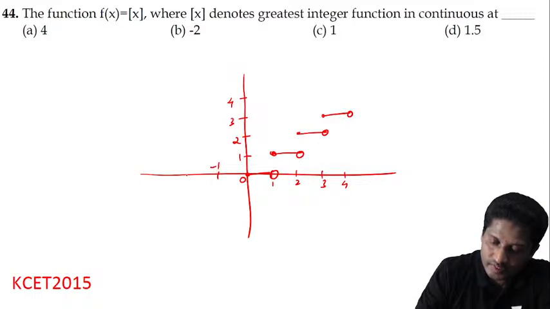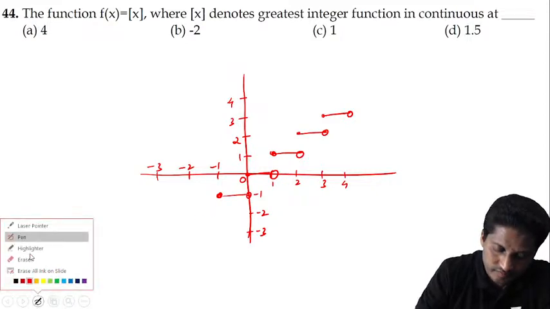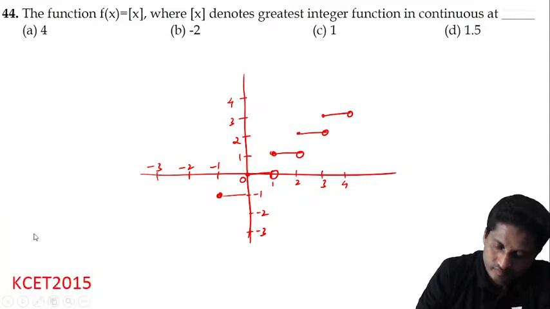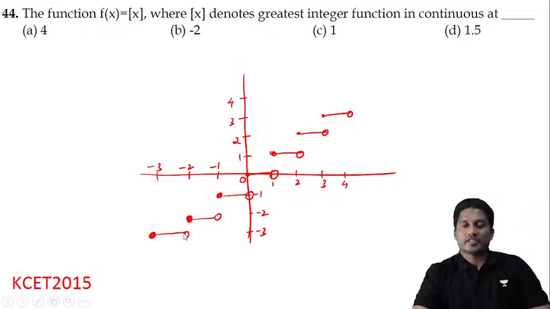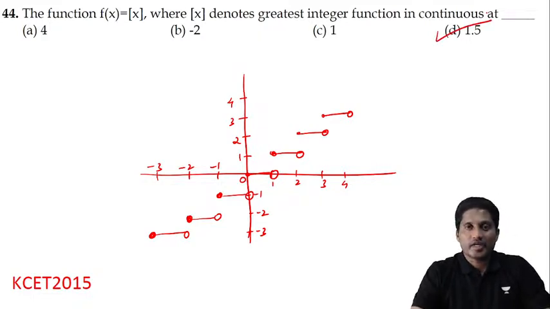Similarly, this is minus 1, minus 2 on the negative side. Exclude minus 1, then include, exclude, again include, then exclude. f of x is equal to box x is discontinuous at all integral points. So it is continuous only at non-integers. Answer is option D. I repeat, f of x is equal to box x is discontinuous at all integral points, so it is continuous only at non-integers, like 1.5.